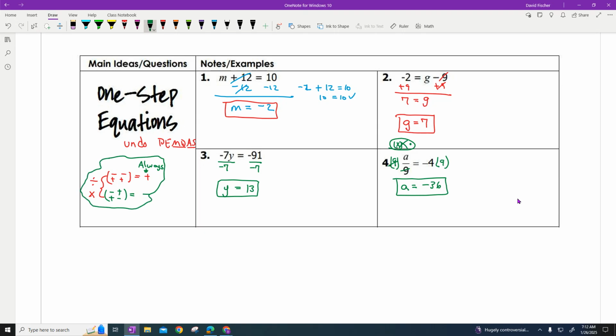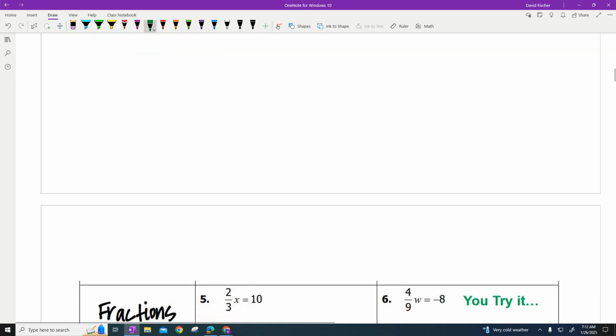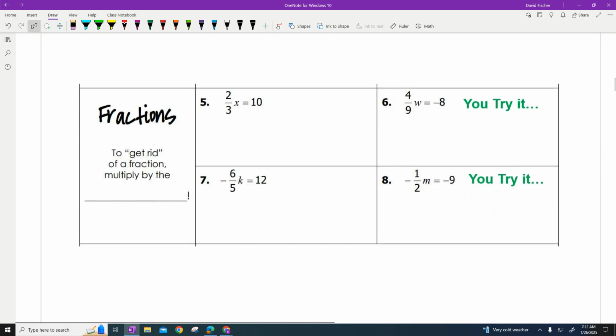Okay, again, it's only on multiplication and division. Signs are the same, it's always going to be positive. Signs are opposites, it's always going to be a negative. Work on memorizing that rule, okay? All right, here we go, fractions.